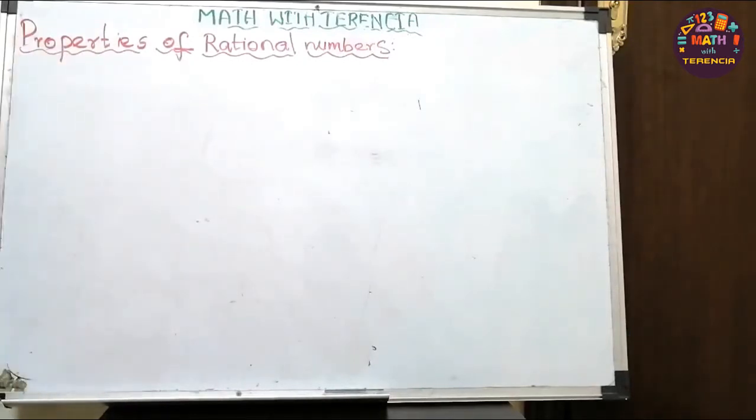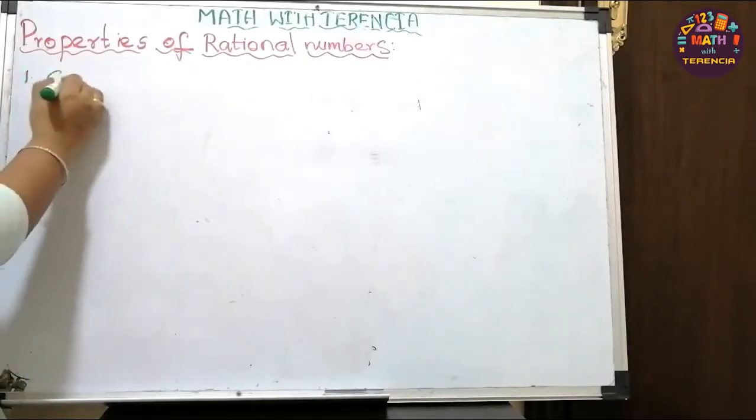Hello students, now let's see the properties of rational numbers. We have 5 different properties. These properties we have already seen with natural numbers, whole numbers and integers also. So the same properties. So first I will list out all the properties.